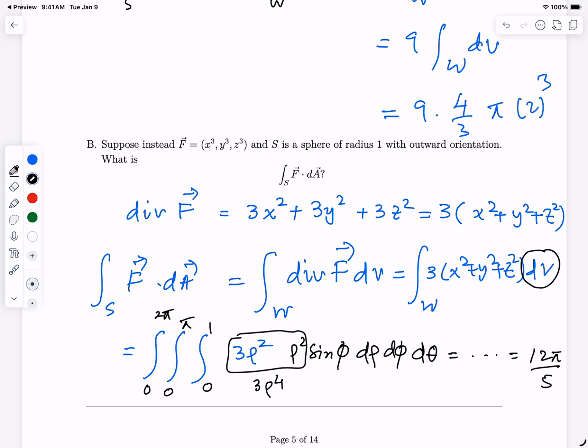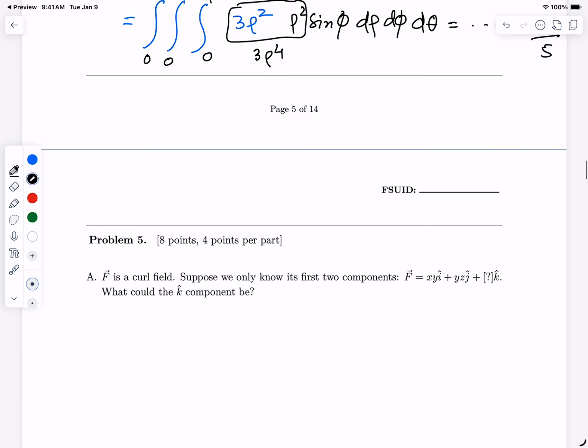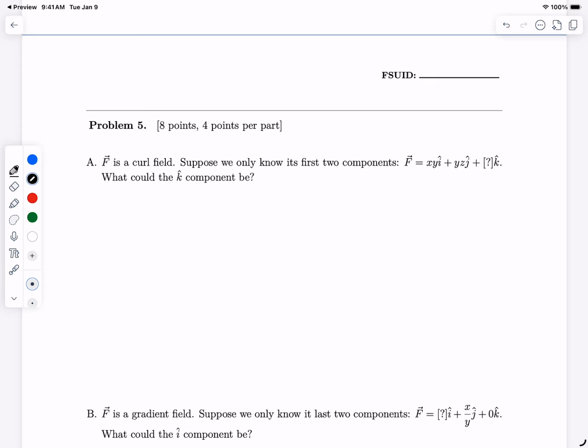Good. So question 5. F is a curl field. Suppose we only know its first 2 components. What could the k component be? This is a good thing. So if you give me a curl field, we know that the divergence of a curl field is always 0. I'm going to use this result to find out what the third component should be.